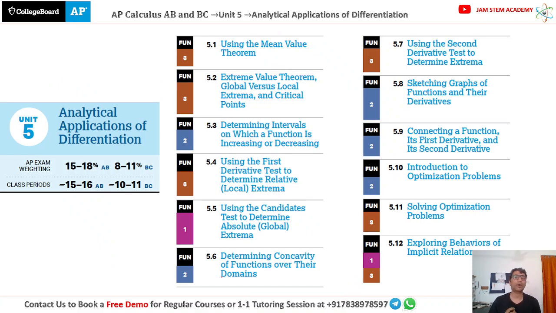So let's start with Unit 5. We have the following subtopics in Unit 5: analytical applications of differentiation, like mean value theorem, extreme value theorems, finding the optimal solution, maximum or minimum value, sketching the graph with the derivative. If the derivative is given, how to find the original function, right? We have so many things to cover in this Unit 5.